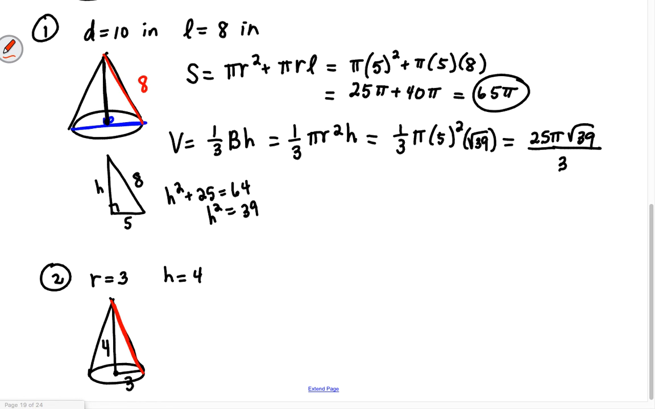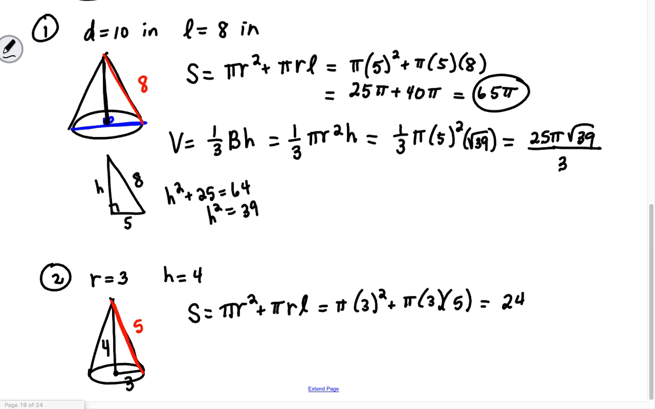5. Oh, you're now allowed to pass geometry because you guys know 3, 4, 5 right triangles. Right? Do we all know 3, 4, 5 now? Yes. All right, so we have a 5 there. So our surface area then would be that pi r squared plus pi r L. So it's going to be pi times 3 squared plus pi times 3 times L, which was 5. So it looks like we have 9 pi plus 15 pi. So we're going to get a total of 24 pi. And that was in inches, so inches squared.